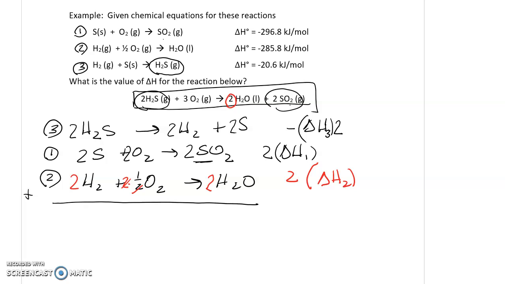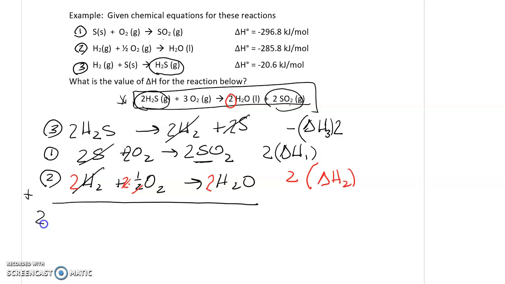How do I know that I want H2 to cross out? H2 is not in our net reaction, so I know I need to get rid of it. So I'm going to cross this out with this, so that's legal. And I have 2 sulfur, so I can cross those out, that's legal. And anything else I need to cross out? Well, I need to keep the 2H2S. I need to keep the oxygens, and if I have 2 here plus 1 here, that's 3. And then over here, 2SO2 plus 2 water, we're done.